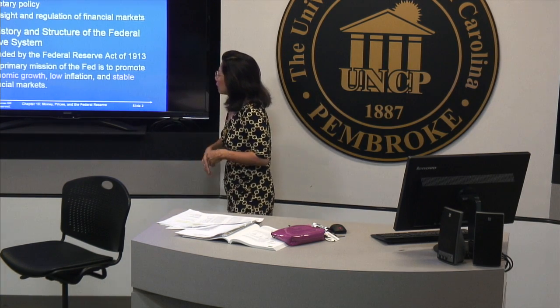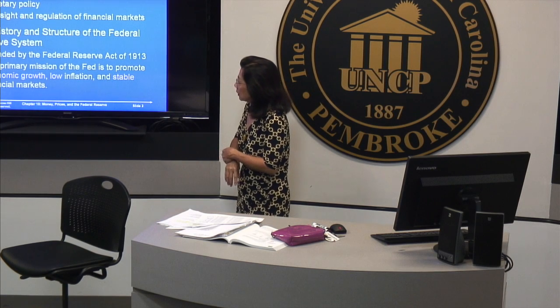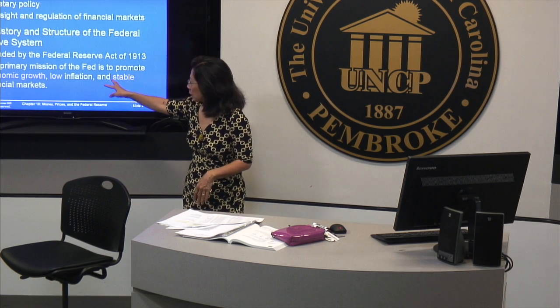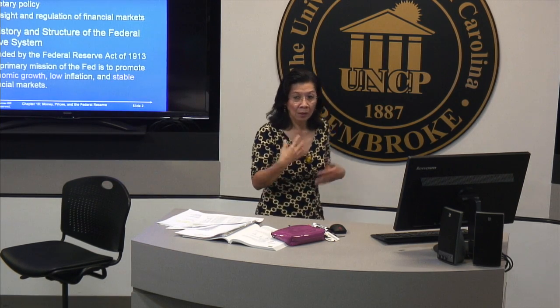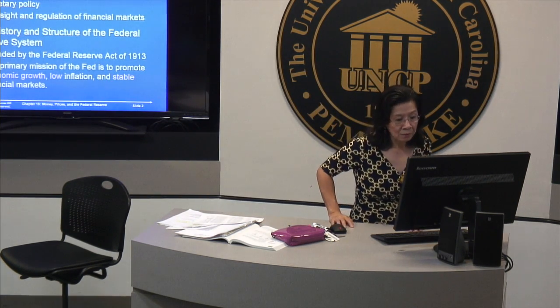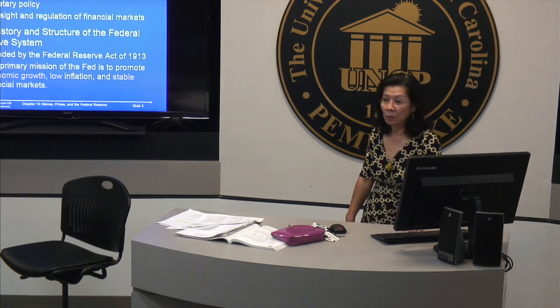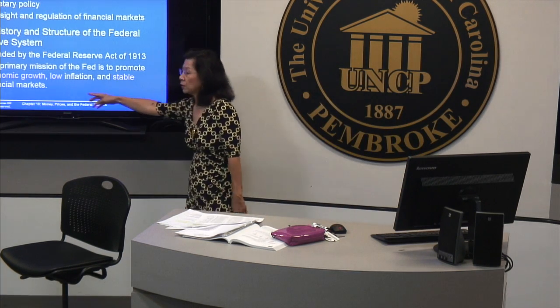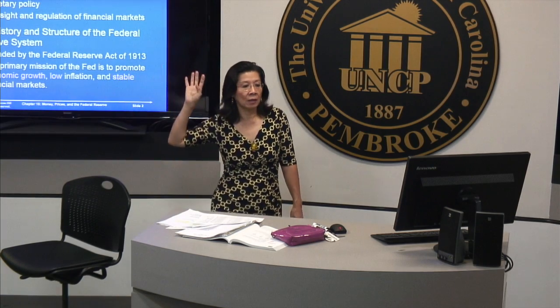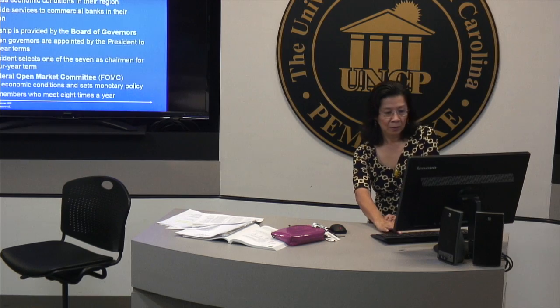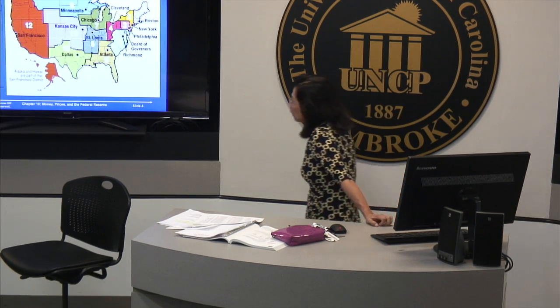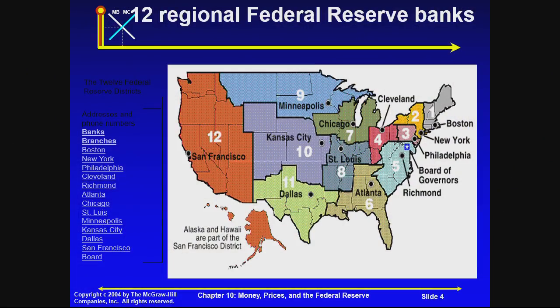Anyway, it was founded in 1913, and the Federal Reserve Bank has three main missions. One is to make sure there is economic growth in terms of GDP growth. The others are low inflation and stable financial markets. So in the past, we've taken students to the Federal Reserve Bank. This is the structure here. There are 12 of them in the United States, and we call them regional banks. You see the number 12 all the way.